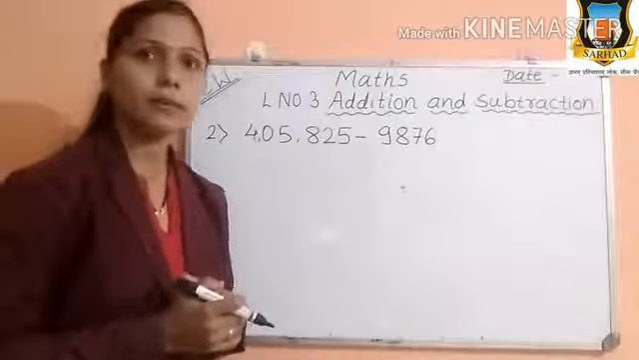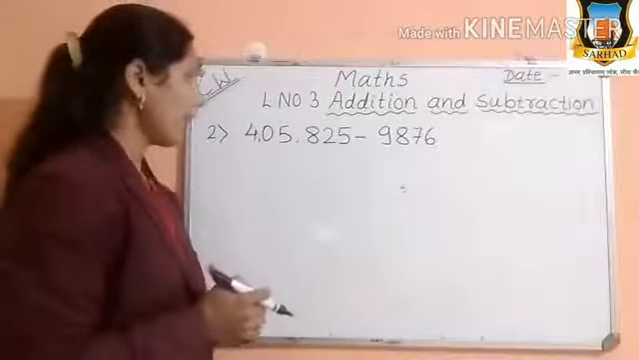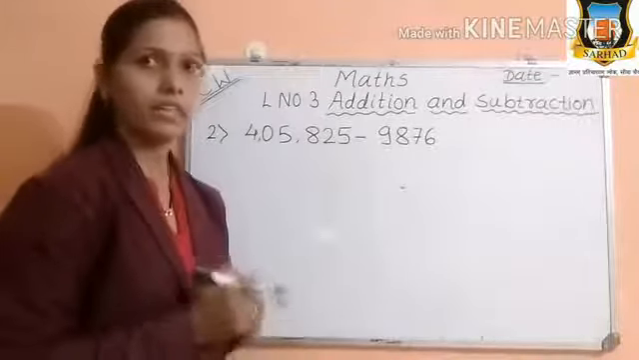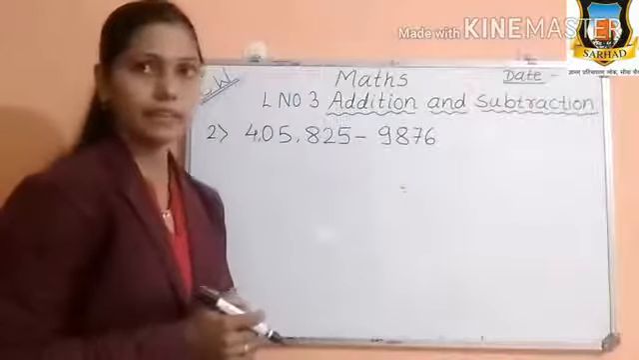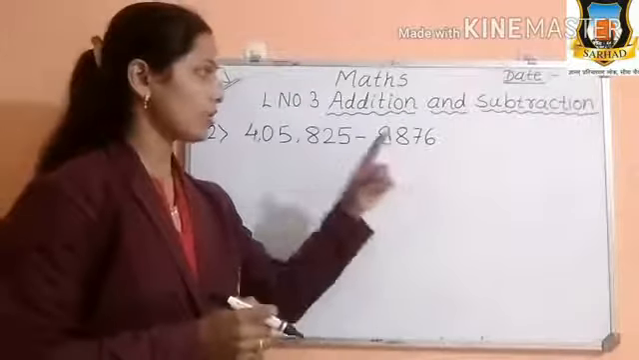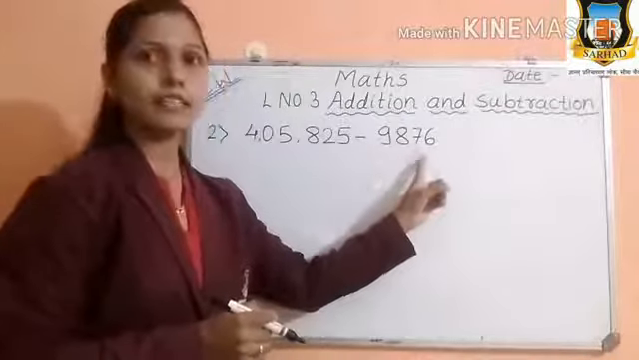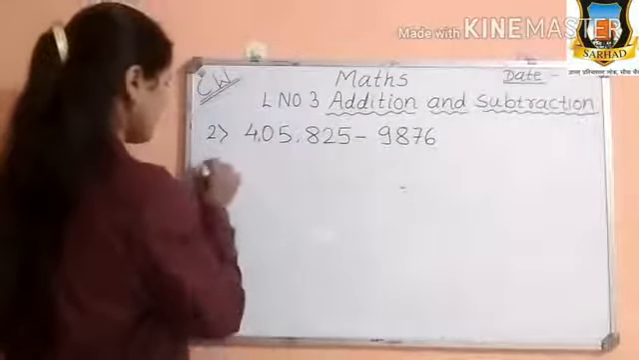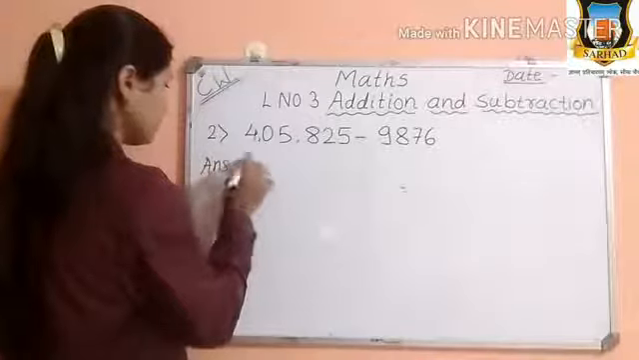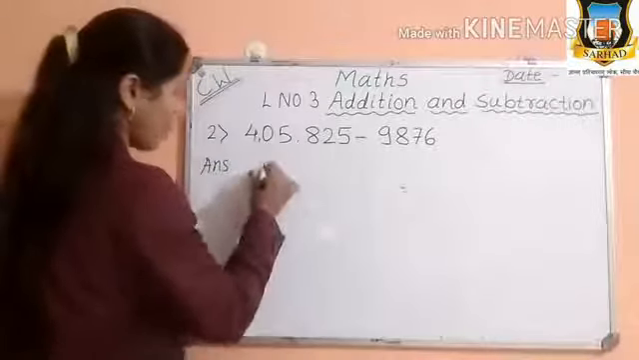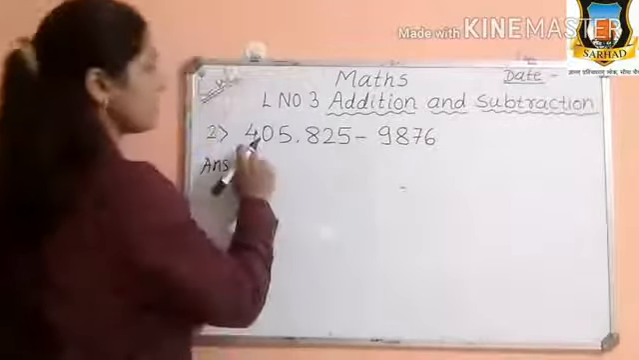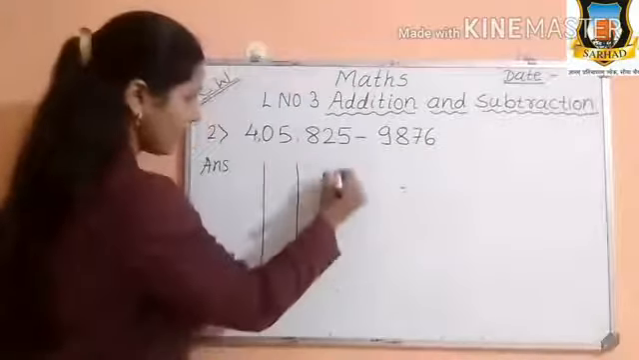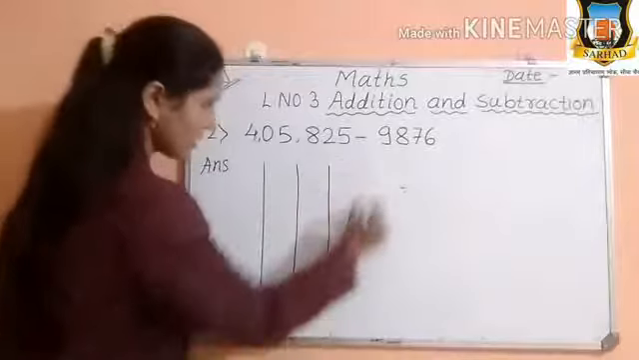Next example, that is 4,05,825 minus 9,876. Okay, so for that we have to make columns here. Now see, a 6-digit number is there. That's why we have to make 6 columns here.